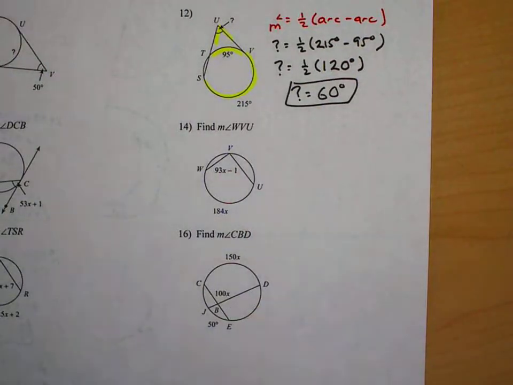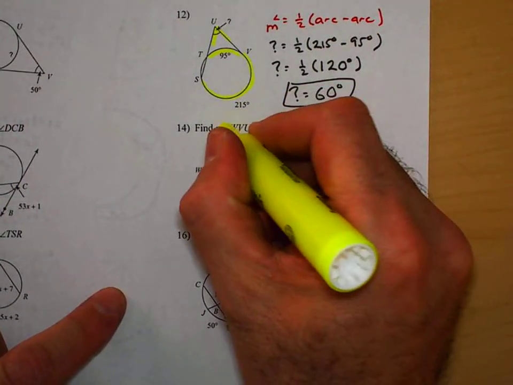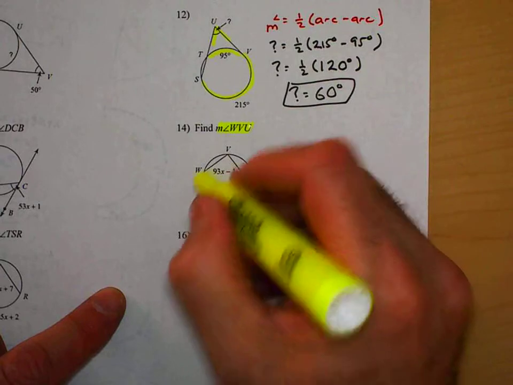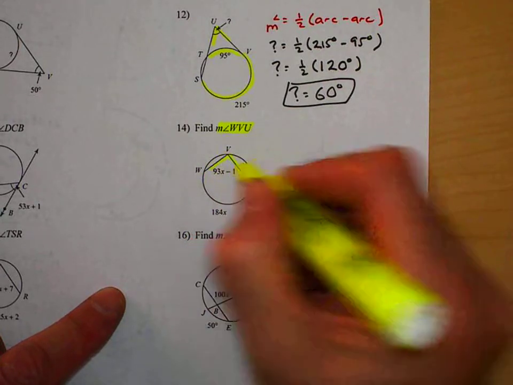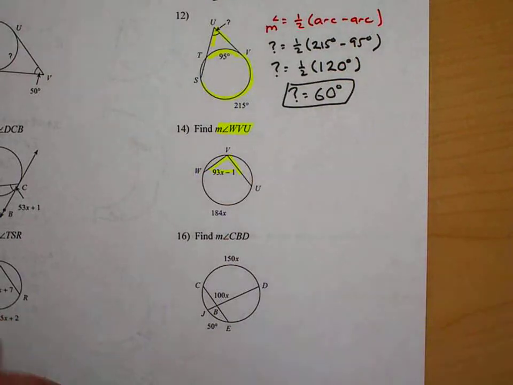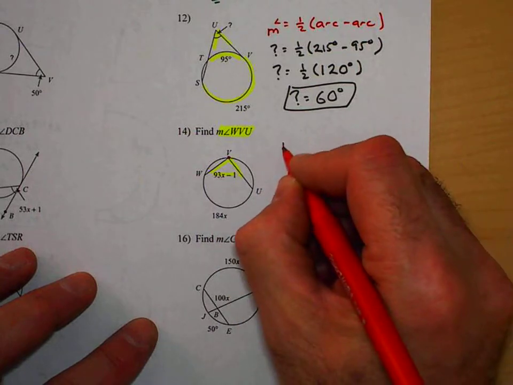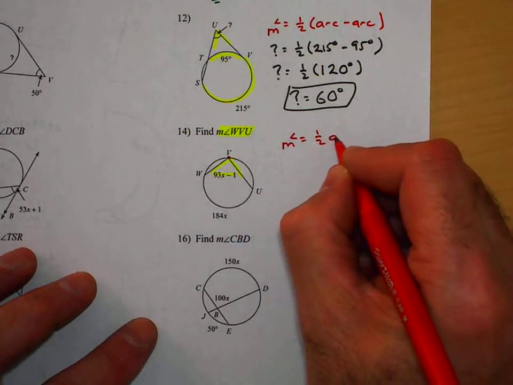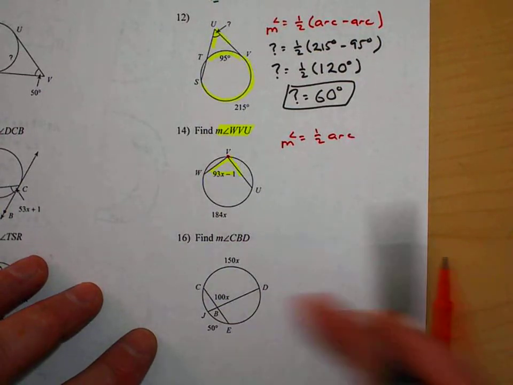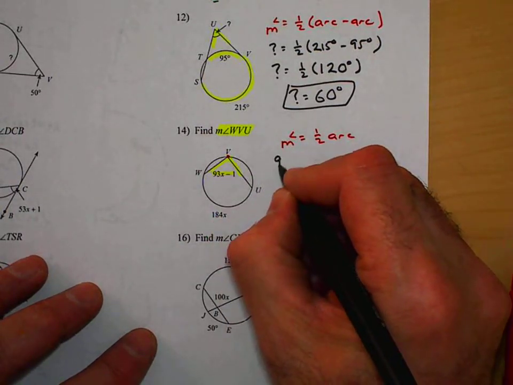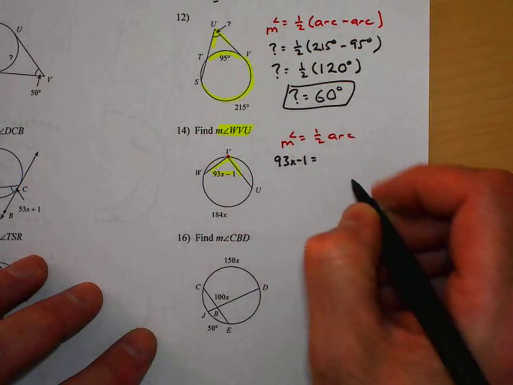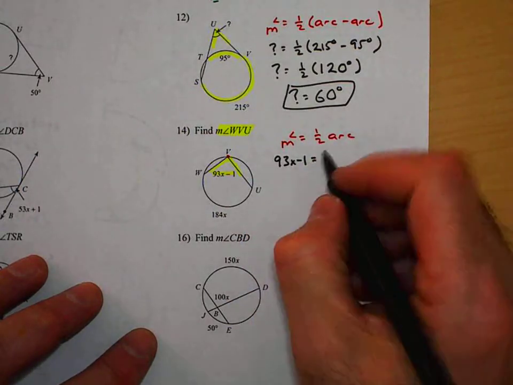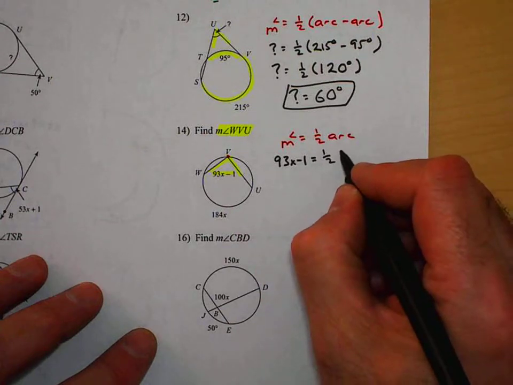Okay. Continuing on, looking for what they indicated here. They're just straight up telling us. Find the measure of WVU. WVU is this angle, which is represented as 93x minus 1. And again, it's on the circle, so we have the measure of the angle equals 1/2 the arc. Plug those in. The angle measure was expressed as 93x minus 1. 1/2 the arc. The arc is 184x.